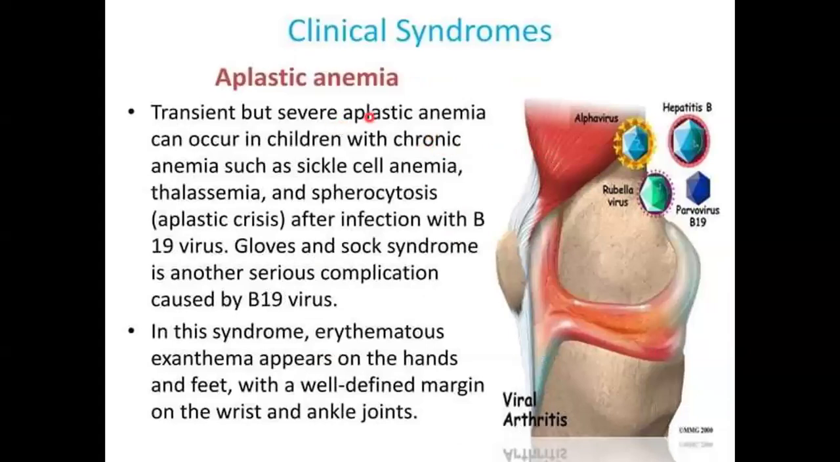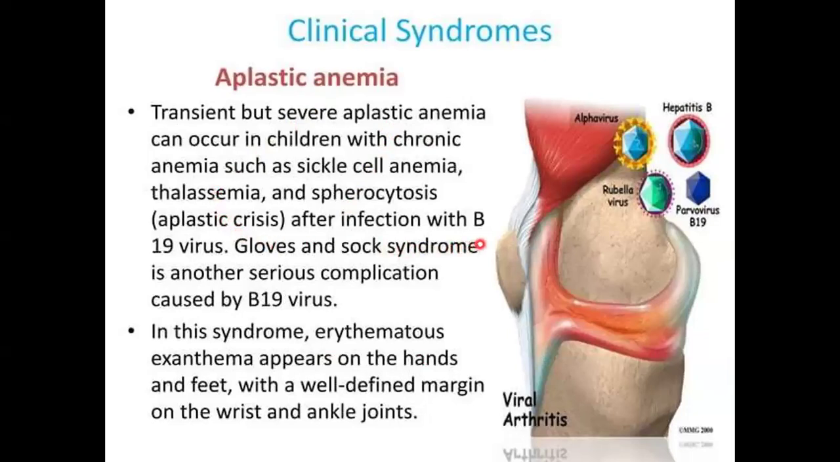Aplastic anemia. As we had mentioned, transient, which means temporary, but severe aplastic anemia can occur in children with chronic anemia, such as sickle cell anemia, thalassemia, and hereditary spherocytosis after infection with B19 virus. Basically, aplastic anemia, as I had mentioned earlier, is a state where your body is not producing enough RBCs, and it's usually very severe.